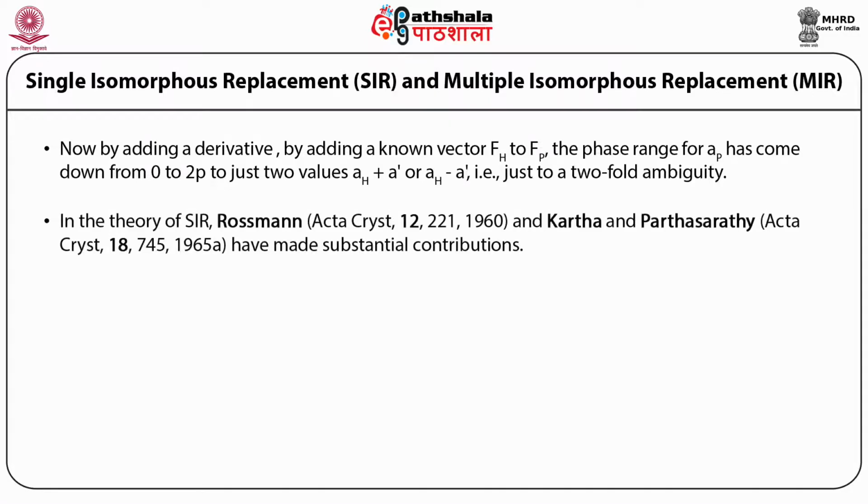In the theory of such single isomorphous replacement, Rossmann and Karthaa Parthasarathi have made substantial contributions. Karthaa did his research associateship under Professor G. N. Ramachandran. Professor R. Parthasarathi was Professor G. N. Ramachandran's student. He later moved to Roswell Park Cancer Institute at Buffalo, New York, where he had his second PhD degree under Professor David Harker. There they started working together, Karthaa and Parthasarathi. They had a major role in the crystallography department, and they started publishing many papers on MIR and so on.